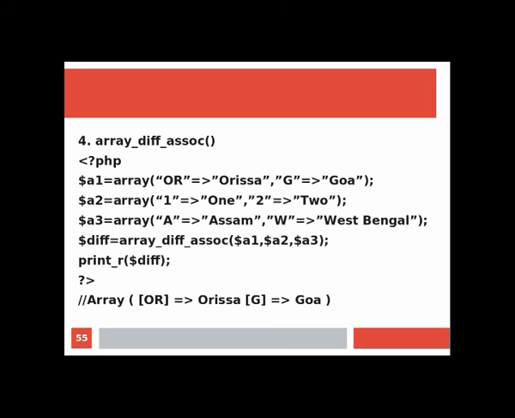That's why the output is in array fashion, first subscript OR => Orissa, then the next is subscript G => Goa. Because here in the first array, there are OR Orissa and G Goa. So here it is our first input array, and it will take the key also in the comparison. That's why the output will again be the same, that is OR Orissa, G Goa.